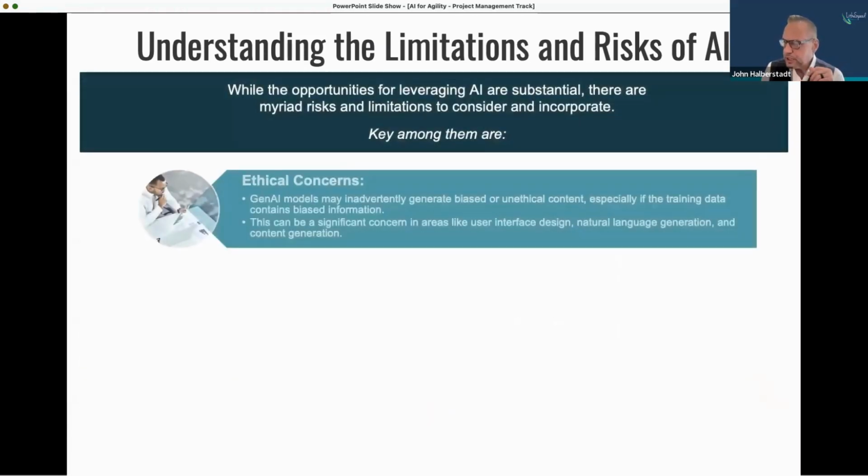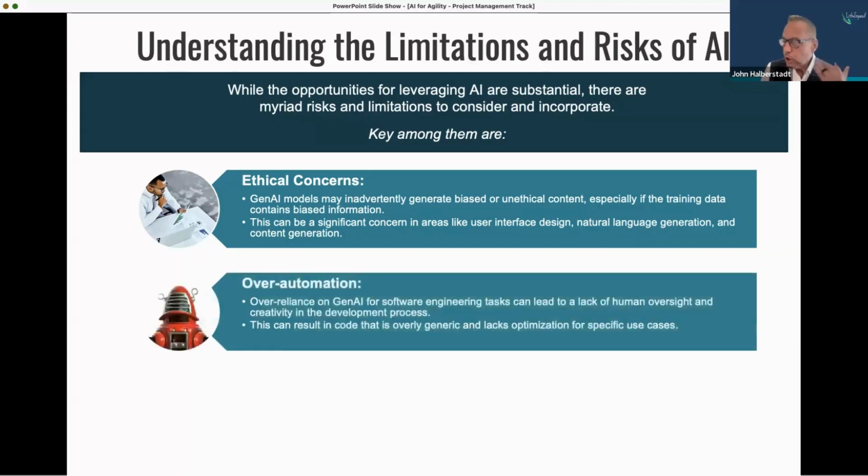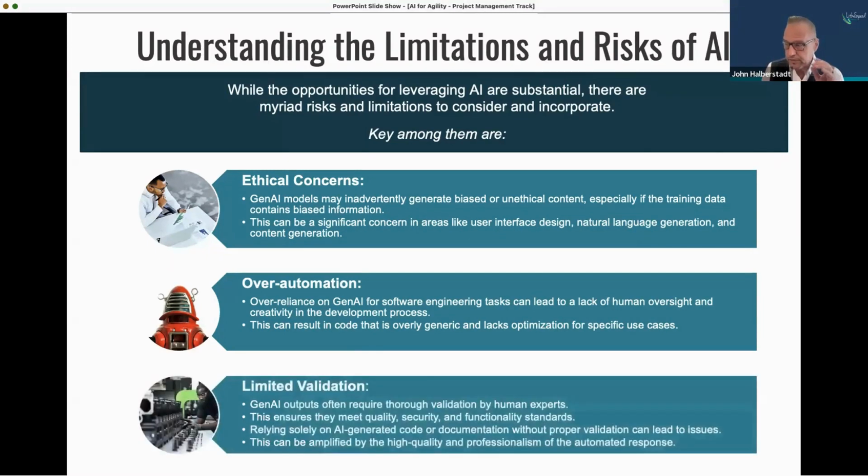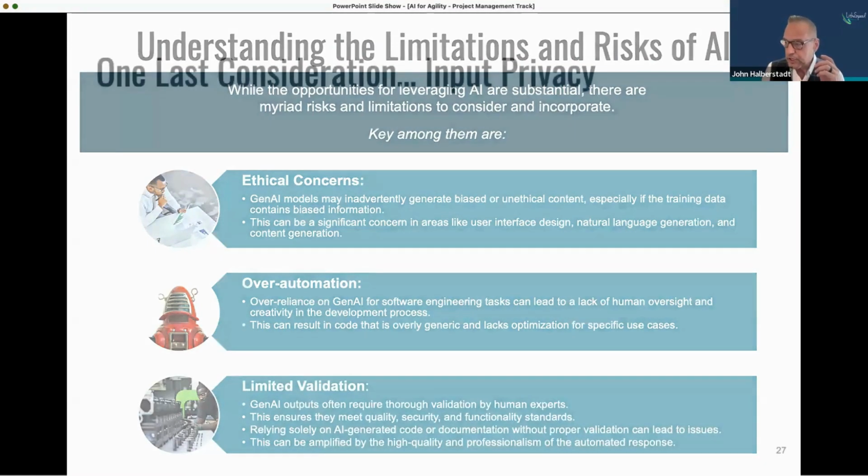Some other risks and limitations, ethical concerns. So again, it's based on the data that's out there. A lot of that data is not so good. It has things like biases. So be cognizant of that. Unfortunately, there's a lot of biases out there. And so that means it's going to be baked into the models. Over automation. So again, don't outsource your brain or your heart to these tools. You have to be thoughtful about how you deal with the responses. I think we've all seen some interesting instances lately of lawyers being sanctioned for citing case law that doesn't actually exist. Those are the areas where we have to be careful. And that also falls into the limited validation as well.